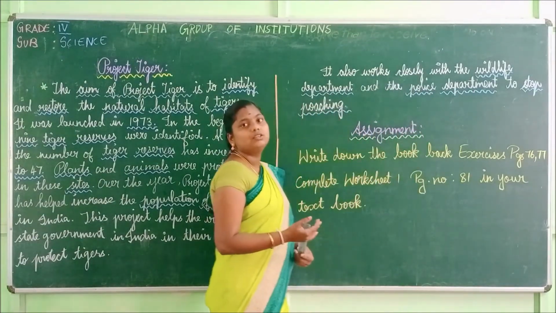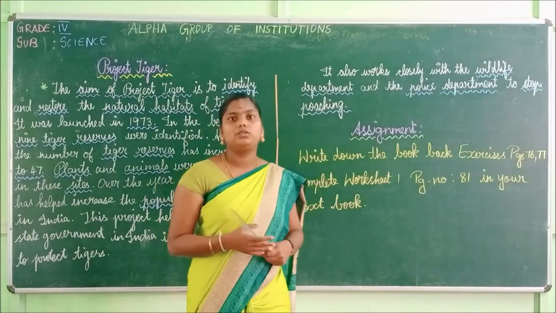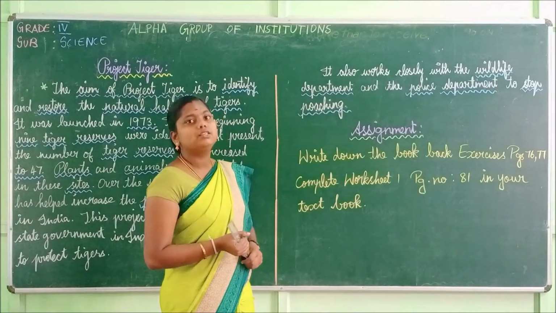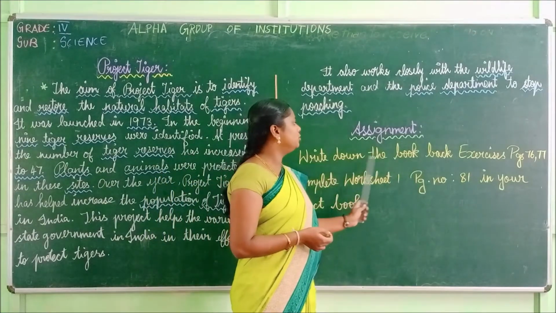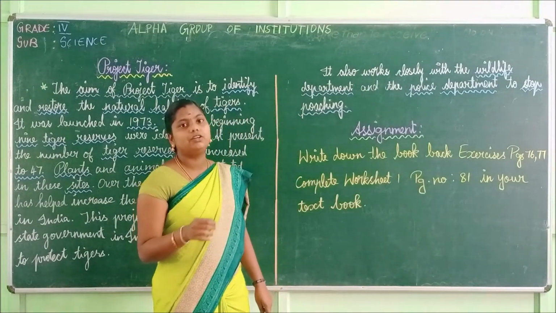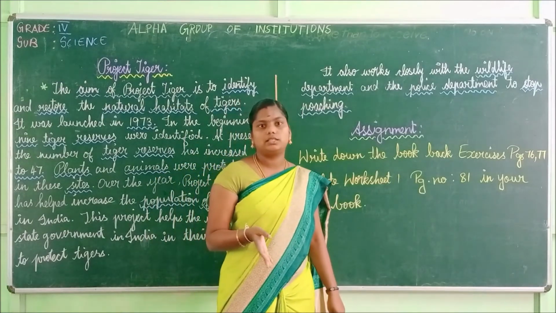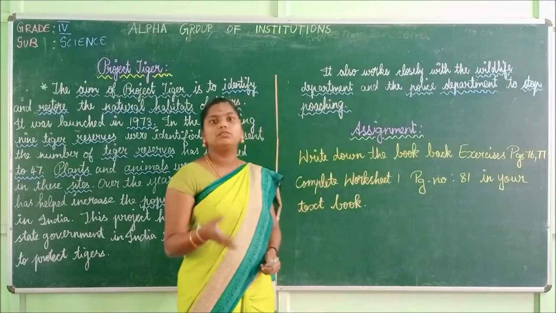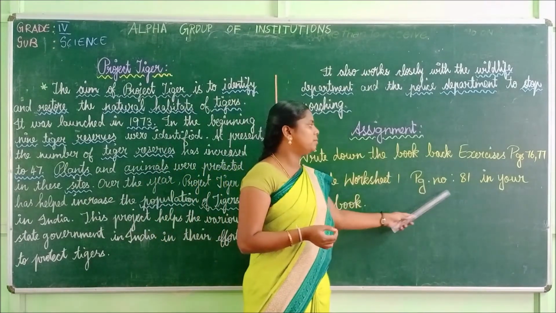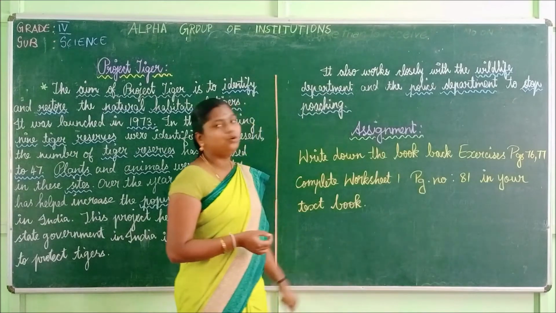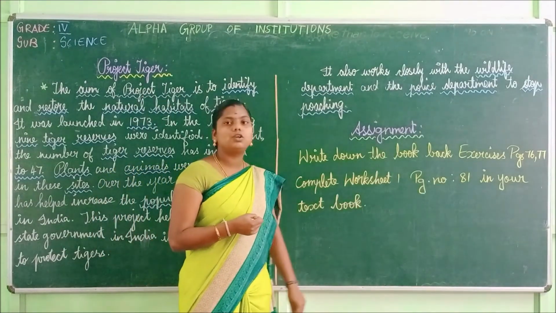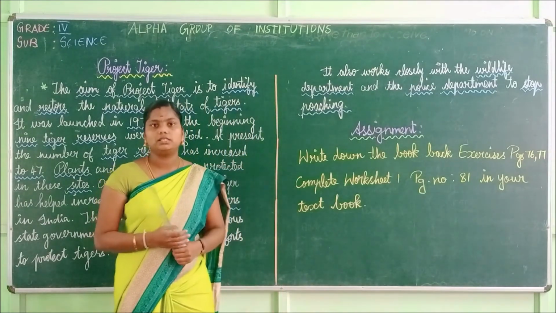Is it clear, children? So next class we will learn more interesting things about this environment and these animal programs. So today's homework, write down the book bag exercises, pages 76 and 77. You choose fill, true or false. Clear, children? That is match. You have to fill the match. And complete worksheet 1, page number 81 in your textbook. So complete your book bag exercises and worksheet 1, which is on page number 81. Is it clear, children? Thank you.